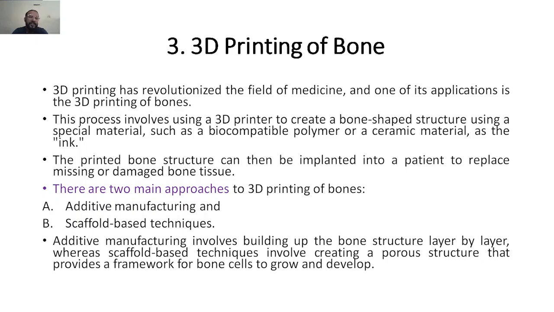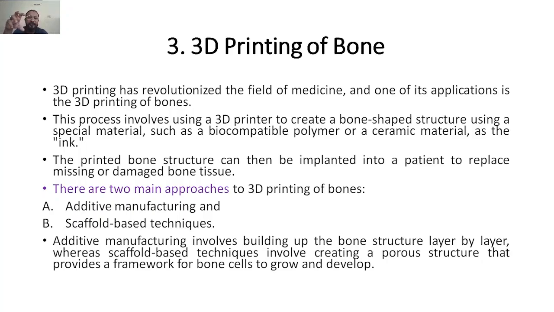So now 3D printing has revolutionized the field of medicine, right? Definitely one of its applications is 3D printing of bones. This process involves using a 3D printer to create a bone-shaped structure using a specific material such as biocompatible polymers and ceramic materials as ink. So that means we use 3D printing to create the bone, and the materials are biocompatible polymer materials and ceramic materials as ink.